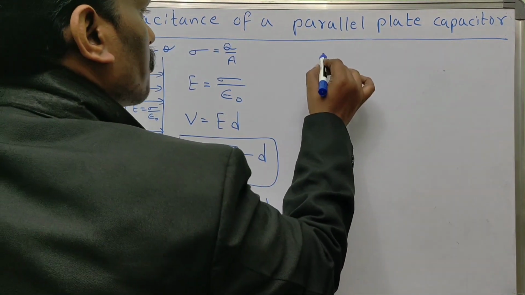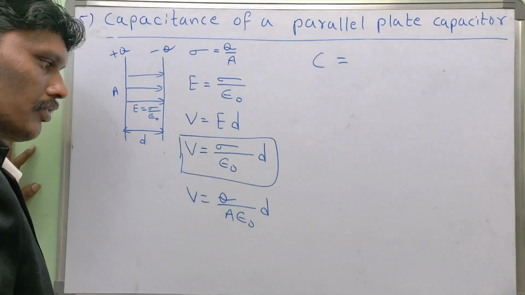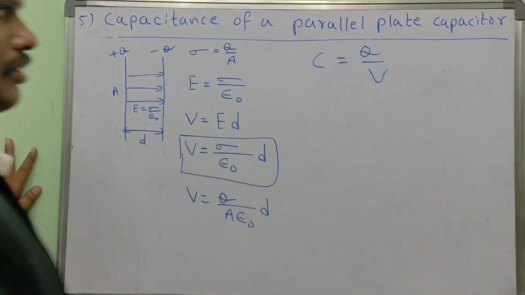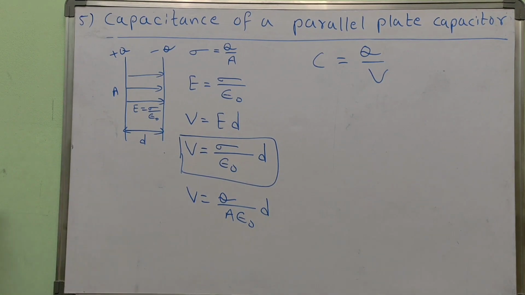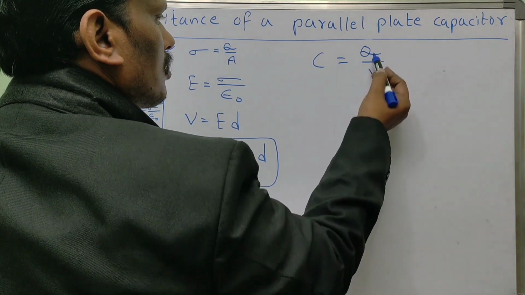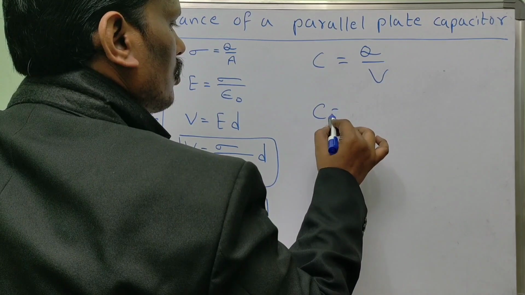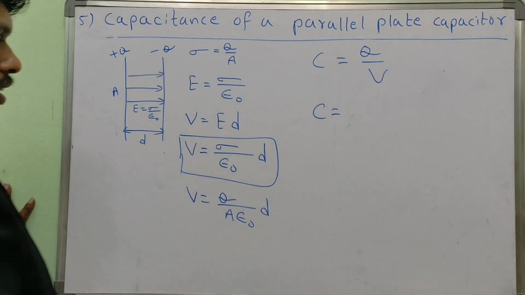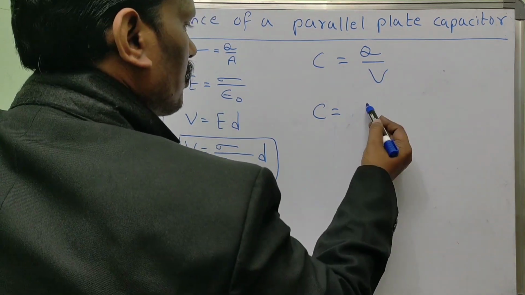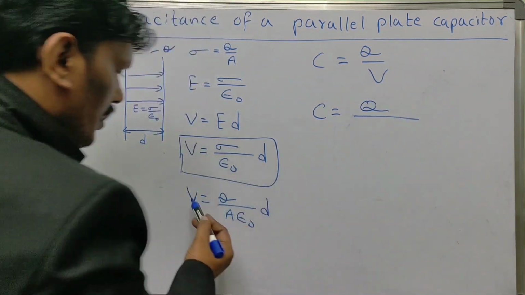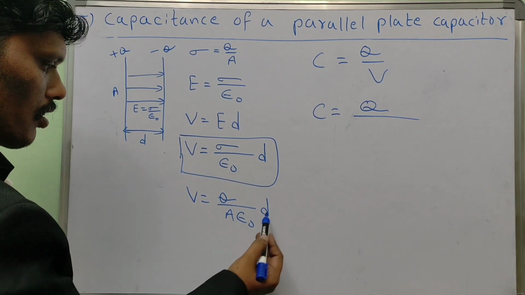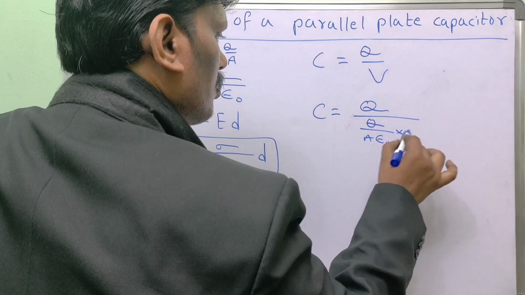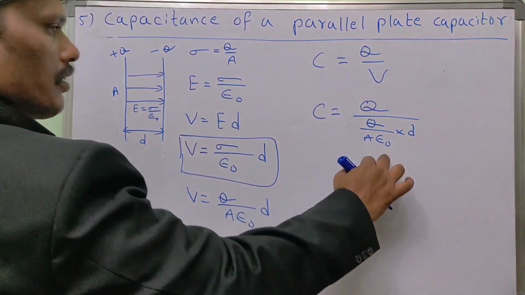And what is the capacitance definition? Q by V, charge per unit volume. Capacitance we are going to define as charge per unit volume. So C is equal to Q by V. So observe from here, what is V here? Q by A epsilon naught into D. The same thing I wrote here.